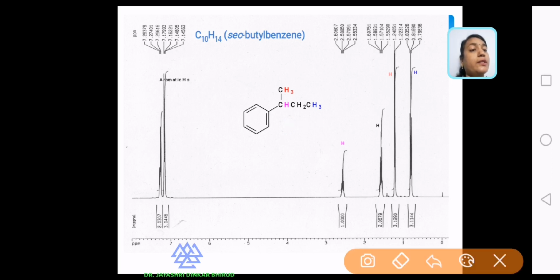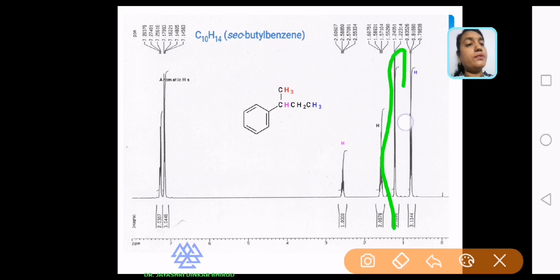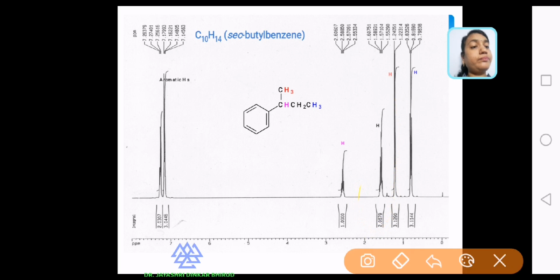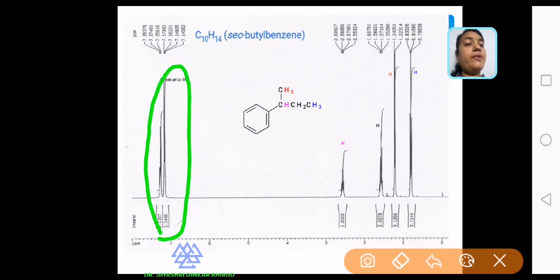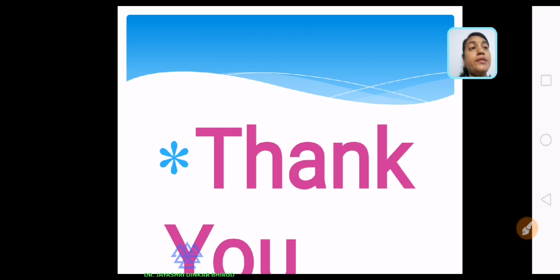So see, this CH3 gives one signal, another CH3 gives one signal, CH2 protons give one signal. Here is the one hydrogen, this is the CH, and these are the 5 protons of the aromatic ring. So in this way we analyze the NMR spectra. Thank you.